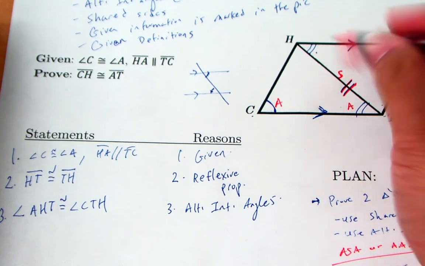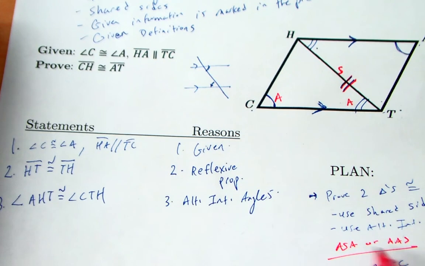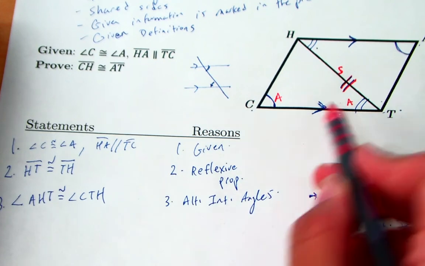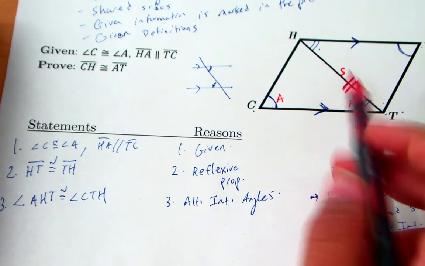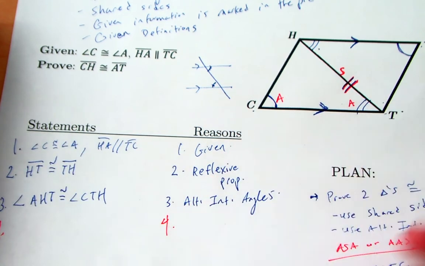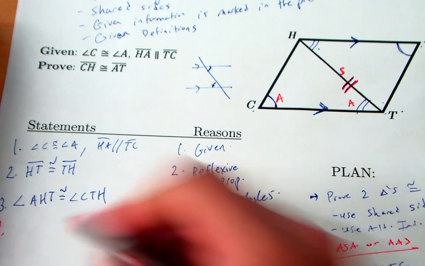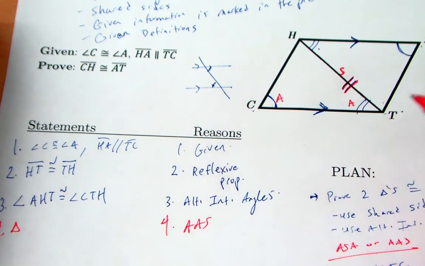So now we have a pair of angles given, another pair of angles that we've just established by alternate interior, and a pair of sides that are the same as themselves. So if you notice, we have enough information to use one of our criteria. And if you look carefully, we have an example of angle, angle, side. Why? Because the side is not contained within the two, or not between the two angles.